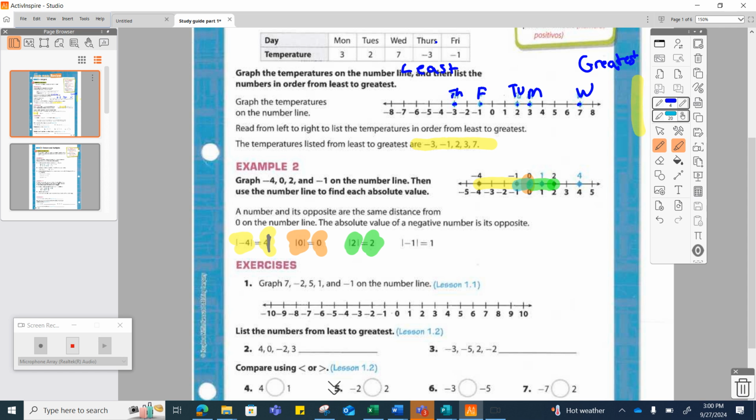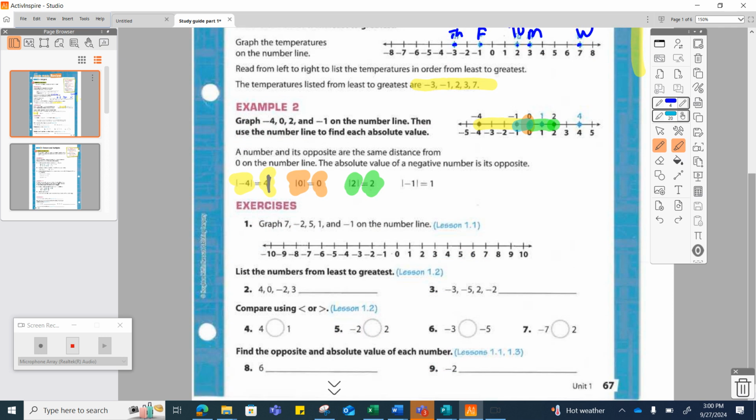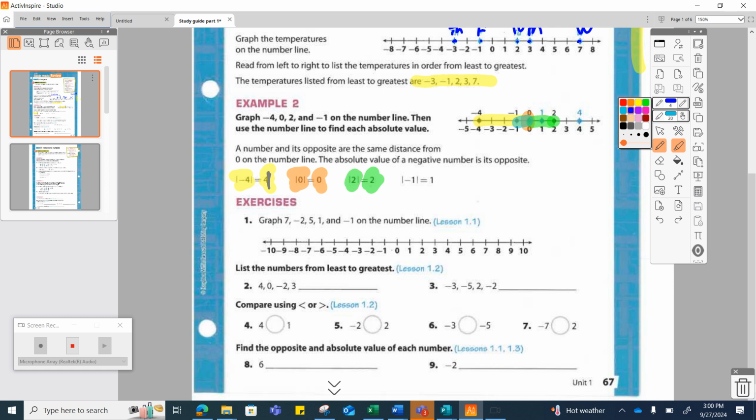Okay? Can you identify where these numbers would be on the number line and how far away they are from 0? And do you also know that these bars mean absolute value? Okay? So now let's do this one. Graph 7. Ooh, that's kind of cool. Graph -2, graph 5, graph 1, and graph -1. Okay? So the absolute, let's try that.